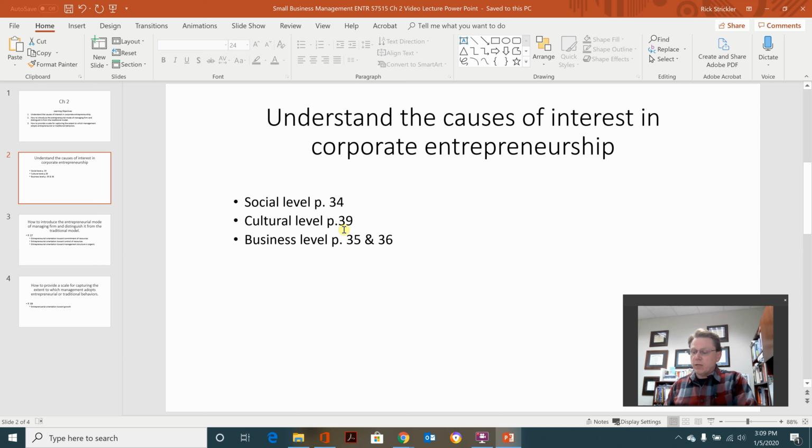Now on a cultural level, if you turn to page 39, it has a brief introduction of culture. Culture also distinguishes entrepreneurial and traditionally managed firms. A firm with an entrepreneurial orientation toward culture encourages employees to generate ideas, experiment, and engage in other tasks that might produce creative output. For example, when I worked with 3M in Austin, they have a culture there that allows up to 20% of your time to work on your own projects.